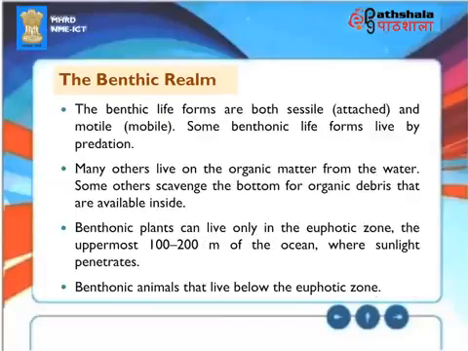The benthic life forms are both sessile, attached, and motile, mobile. Some benthonic life forms live by predation. Many others live on the organic matter from the water. Some others scavenge the bottom for organic debris that is available inside. Benthonic plants can live only in the euphotic zone, the uppermost 100 to 200 meters of the ocean where sunlight penetrates. Benthonic animals live below the euphotic zone.